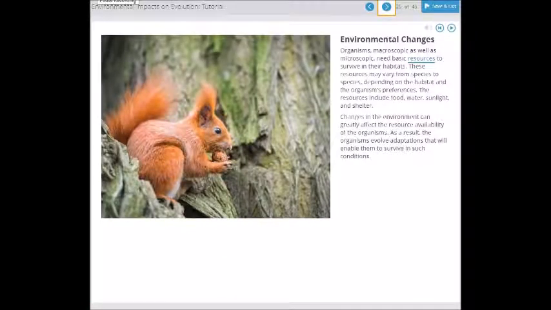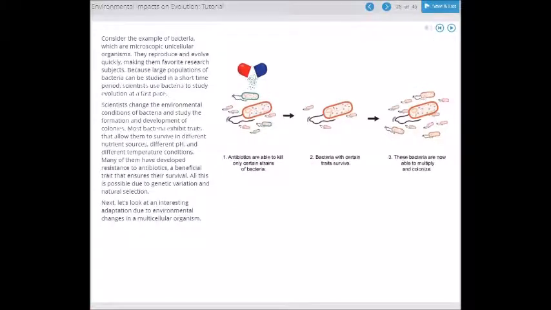Organisms, large and small, need basic resources. Changing the environment can greatly change those resources and their availability, and so you have to adapt to that change or you're going to die. And it can be woolly mammoths changing to elephants, squirrels changing how they eat, or bacteria. You know what the bacteria's environment sometimes can be? Your body. How about that, right? Yeah, you've got bacteria floating around your body.